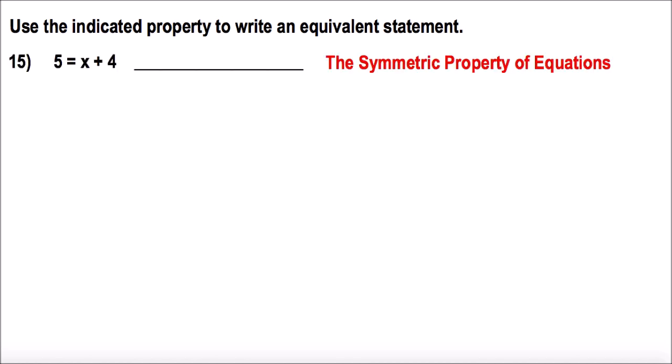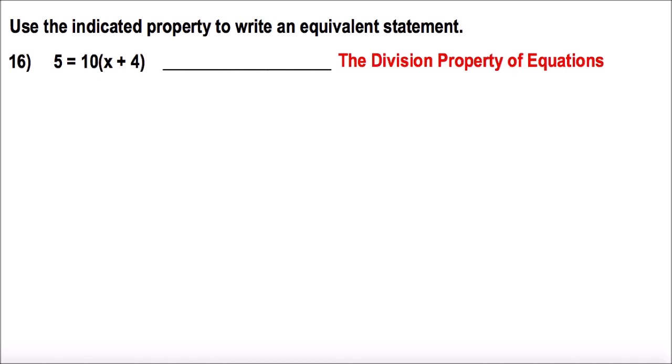So now that we've learned those, let's use the indicated property to write an equivalent statement. 5 equals x plus 4, using the symmetric property of equations, is equivalent to x plus 4 equals 5. 5 equals 10 times the quantity x plus 4, using the division property of equations. Now to engage this property, let's divide both sides of the equation by 5, which is equivalent to 1 equals 2 times the quantity x plus 4.